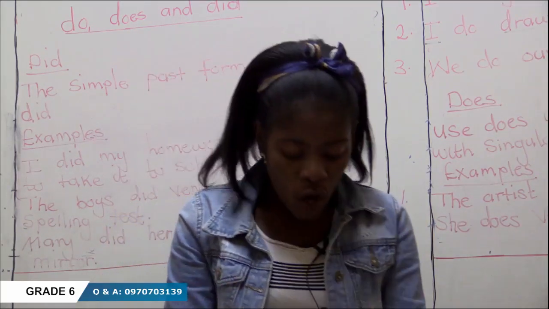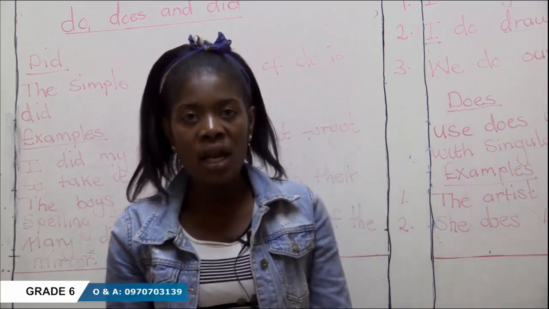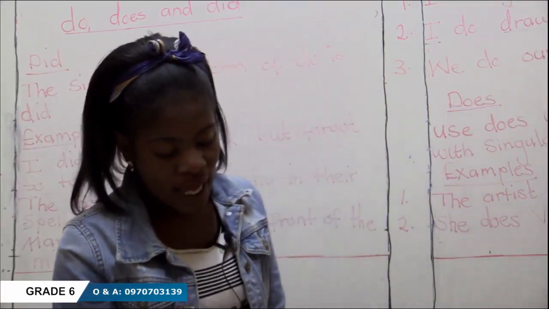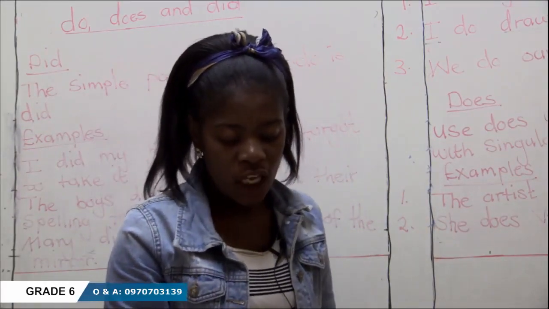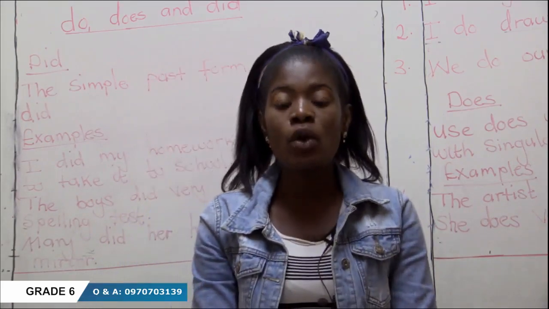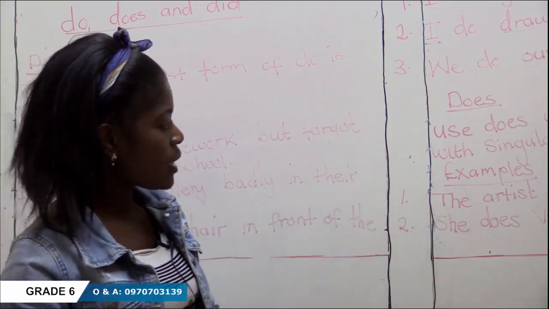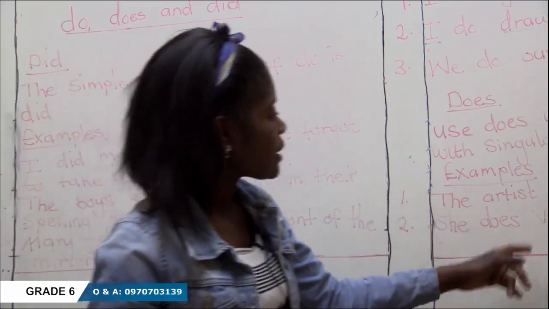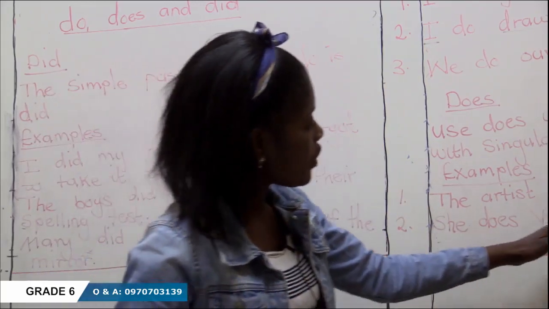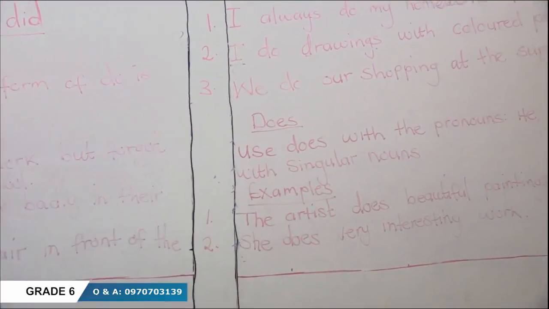I said pronouns take the place of a noun. And we use does with the pronouns he, she, and it with the singular form. This one is singular. It talks about one thing. The first example that I gave you was, the artist does beautiful paintings. Second one, she does very interesting work.